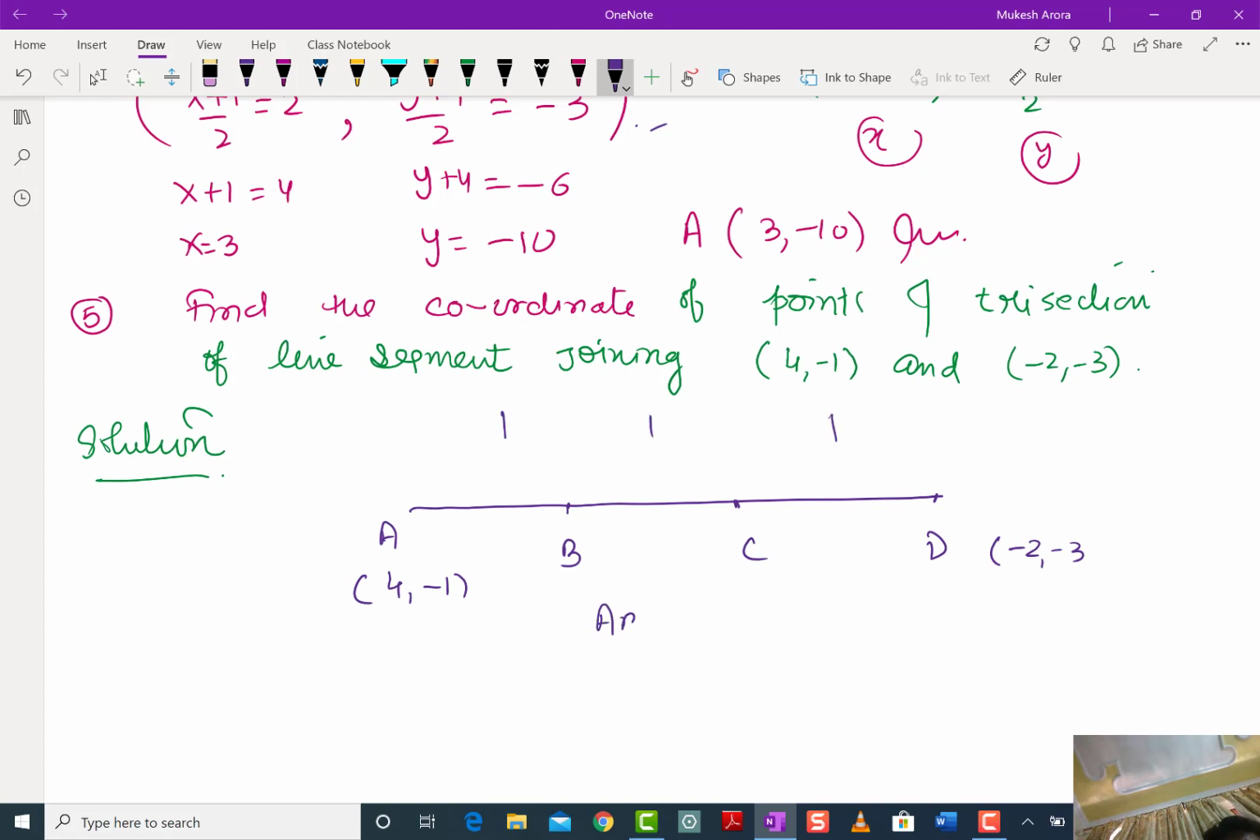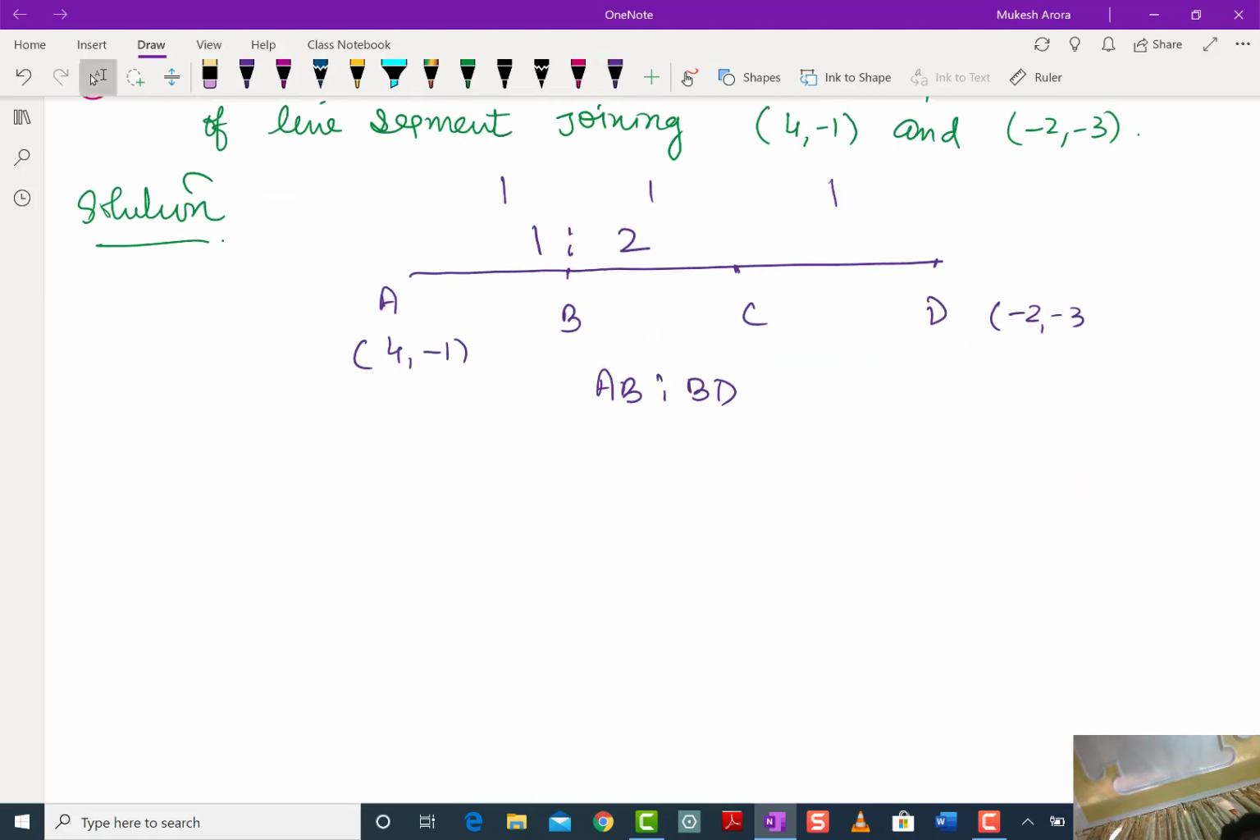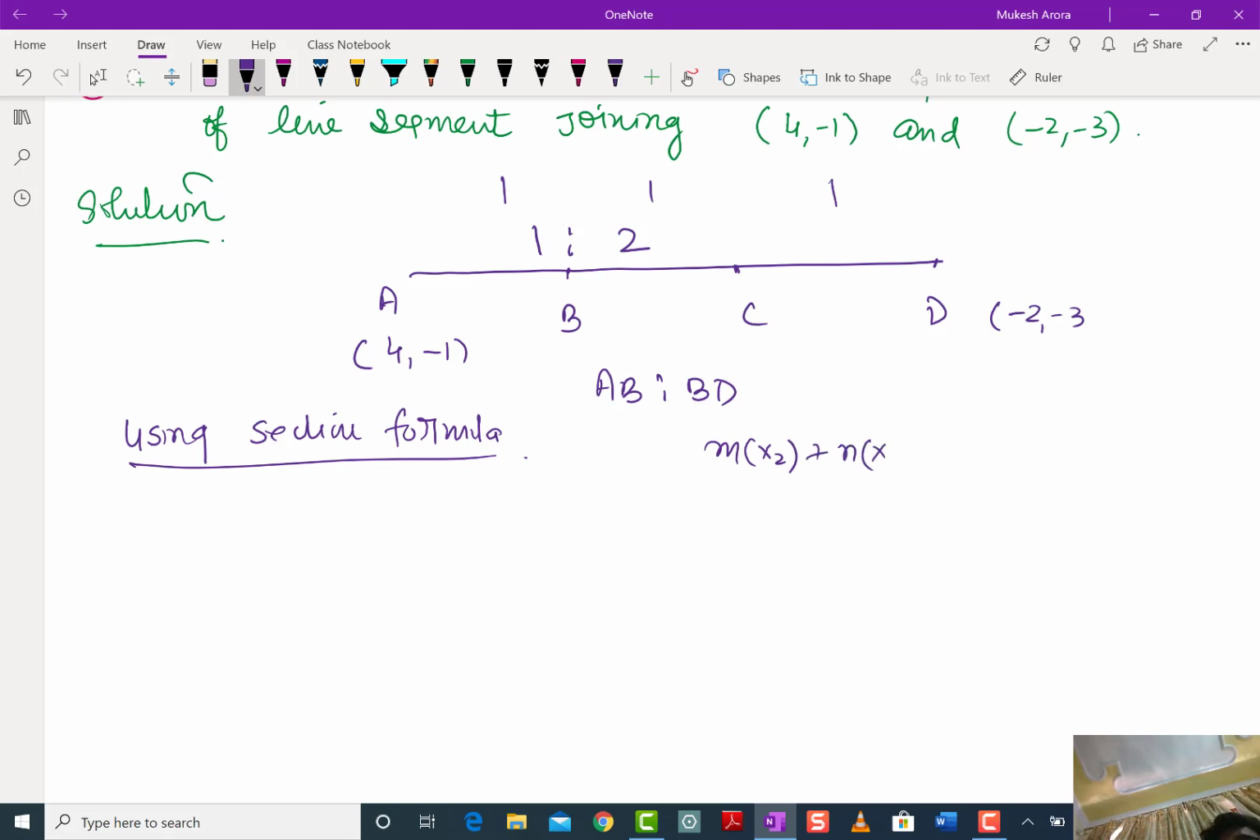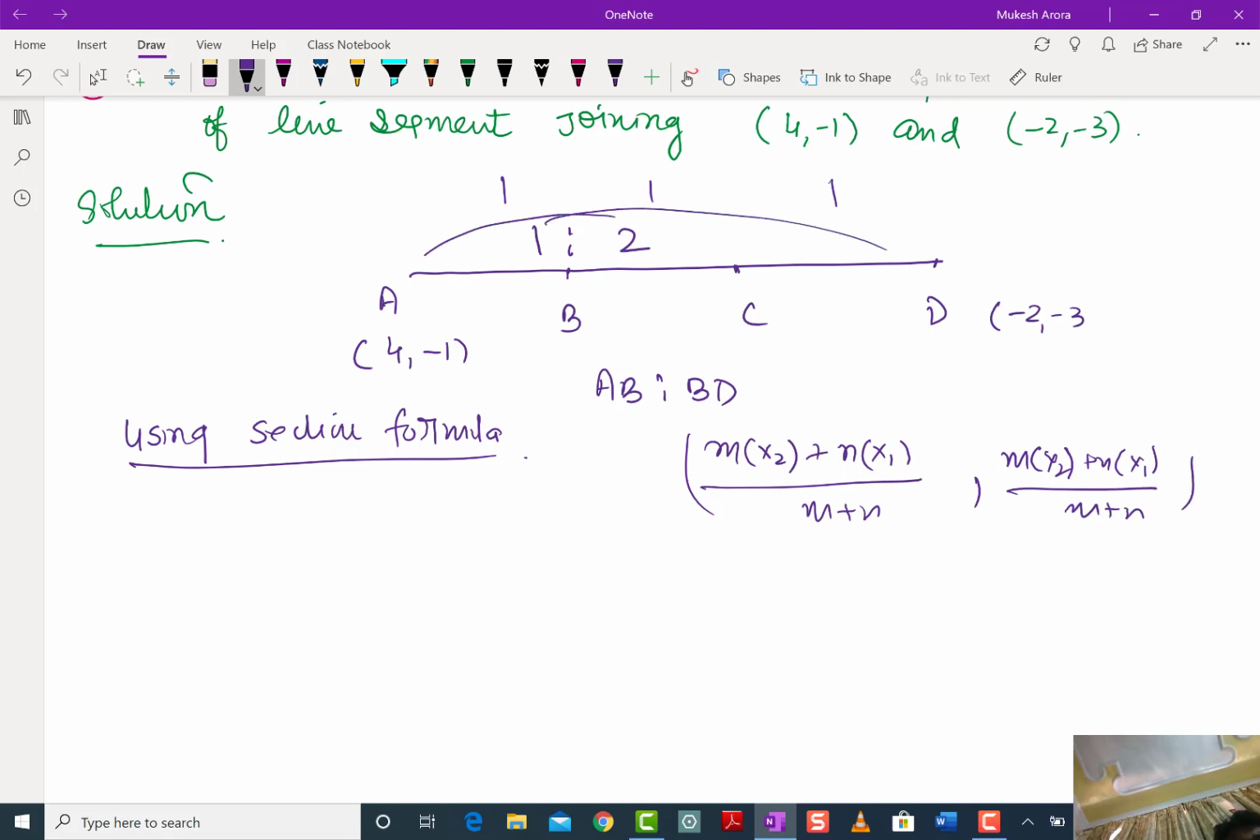So first we'll take AB ratio BD. It will be 1 ratio 2. So we will use the section formula. You know all of them. What the section formula is? M into x2 plus n into x1 upon m plus n, then m into y2 plus n into y1 upon m plus n. So we will do this.